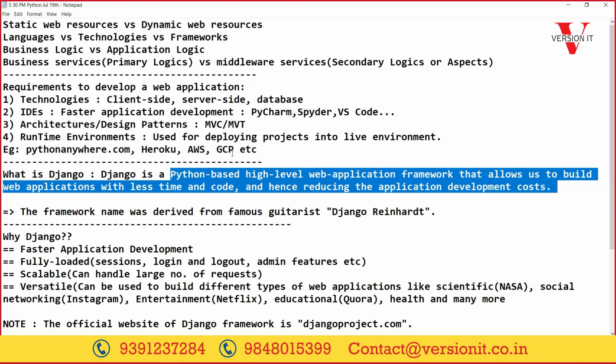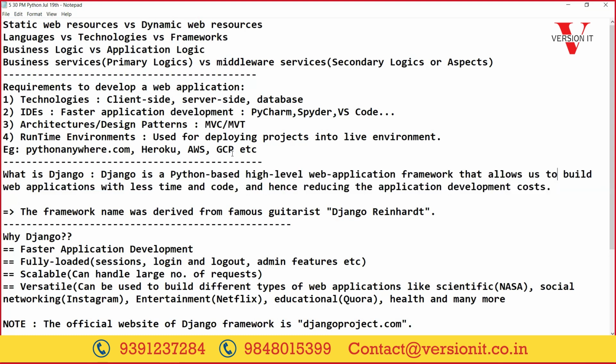What is Django like? First one, it's a Python based framework. So it is used to build applications for Python only. Spring is used for Java based applications. .NET is used for .NET related and ASP.NET related applications like that.